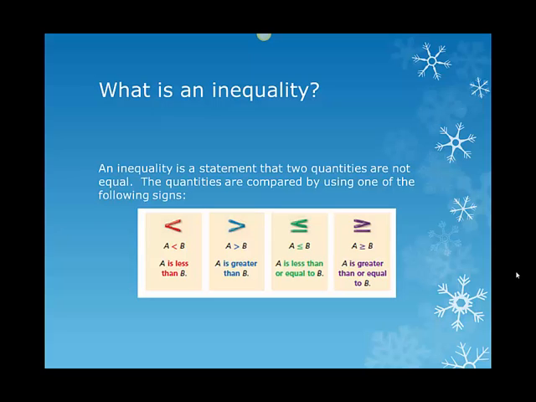You always read these inequalities from left to right. So for instance, with that first one, it would say A is less than B, and so on.